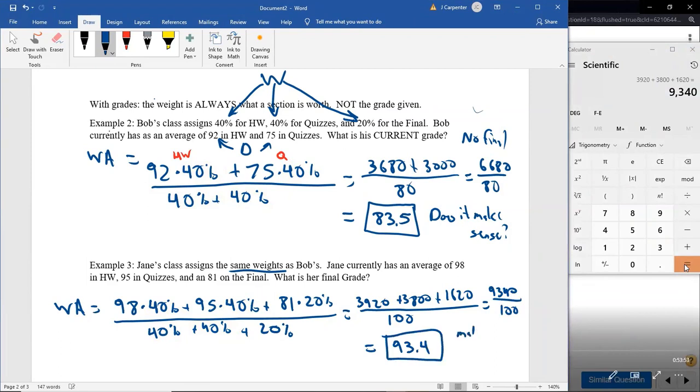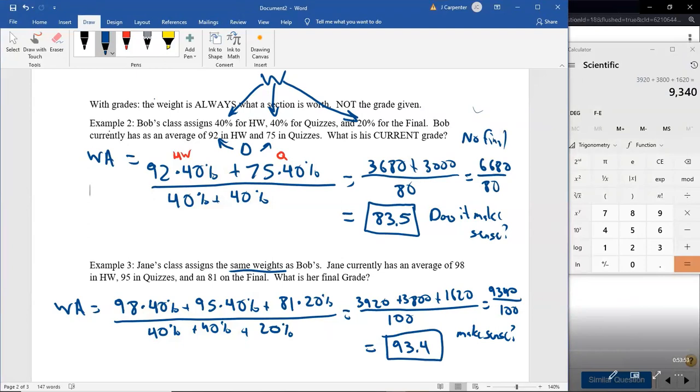And then you ask yourself, does it make sense? Every problem you do in this course, you need to train yourself. Ask yourself, does it make sense? Every single problem. So our grades, in terms of categories, are 98, 95, and 81. So clearly we can't get an average that's lower than an 81. Clearly we can't get a final average that's higher than a 98. It should be somewhere in between them. And 93.4 is definitely in between those. That's about the most sense you can make for something with more than two categories.